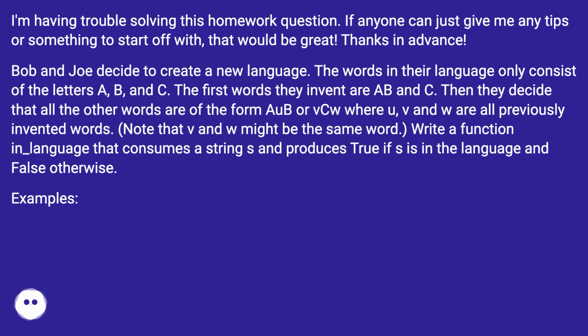Bob and Joe decide to create a new language. The words in the language only consist of the letters A, B, and C. The first words they invent are A and C, then they decide that all the other words are of the form UBW or VCW, where U, V, and W are all previously invented words. Note that V and W might be the same word.